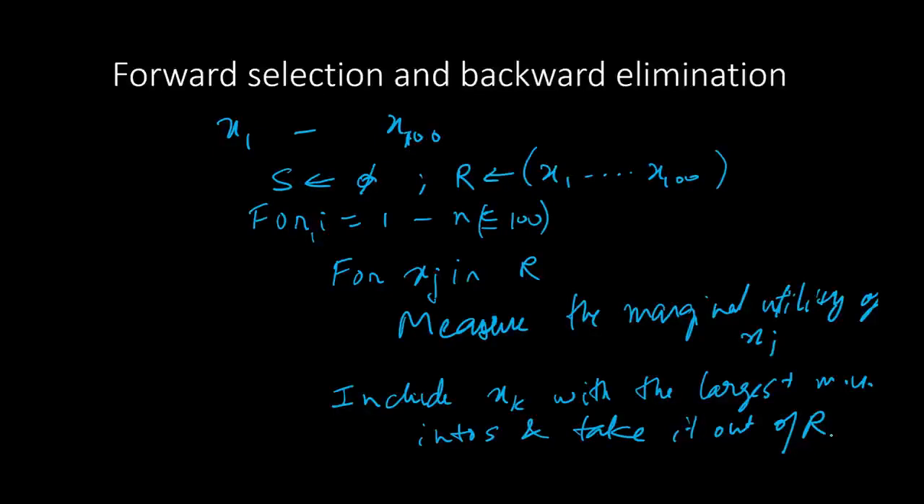And backward elimination works the opposite, where S starts with all the variables and R starts with no variable, and we eliminate the ones that have the least marginal utility if they are eliminated from the machine learning model.